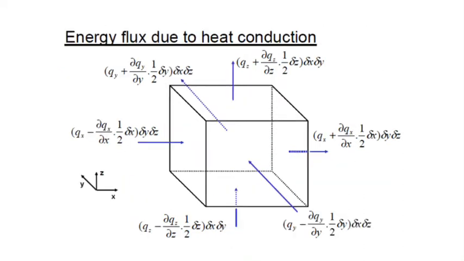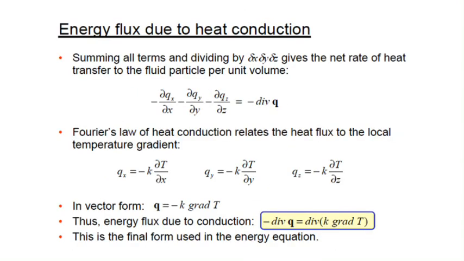In the next slide you can see the energy flux due to heat conduction. This also we have to find out. So instead of tau we represent q as a result of heat. Remaining all the expressions are the same. Here also, summing up all those expressions and dividing by the total volume del x, del y, del z, you will get the energy flux.